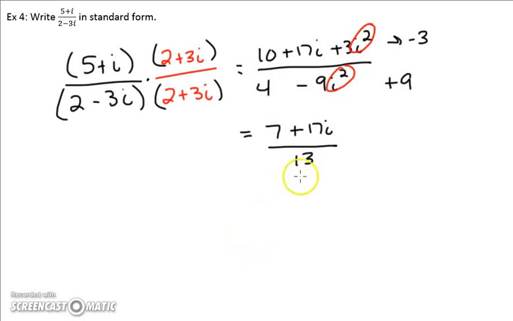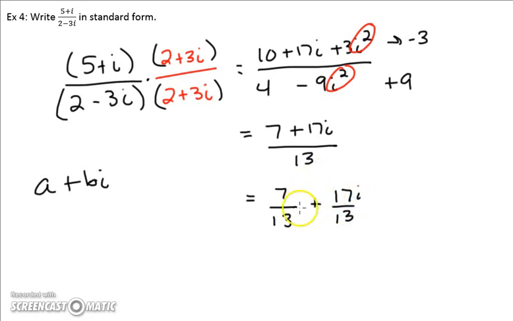Now technically speaking, this is not in standard form, because remember our standard form needs to be a plus bi, and right now we don't really have that look. So we need to go one step farther and make it 7 over 13 plus 17i over 13. So here our a is 7/13, our b is 17/13.